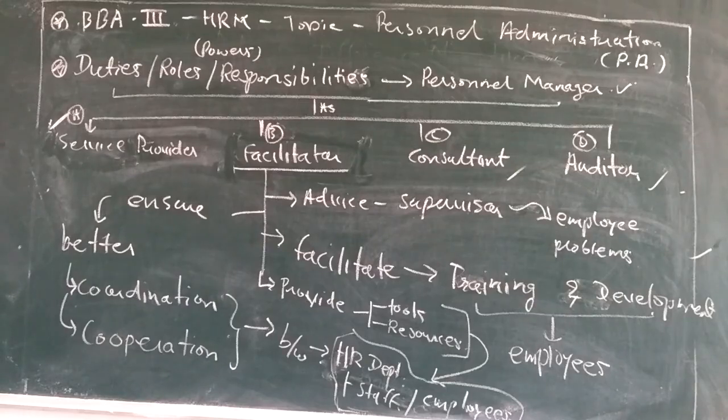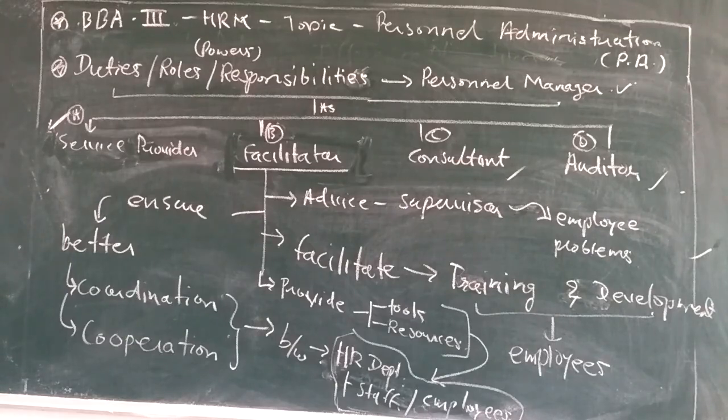So when personnel manager is a facilitator, what he does, it is his roles and duties to provide or to advise supervisors or the floor supervisors. A supervisor is the person who supervises or observes or keeps watching the functions and activities of laborers and workers in a factory or plant.